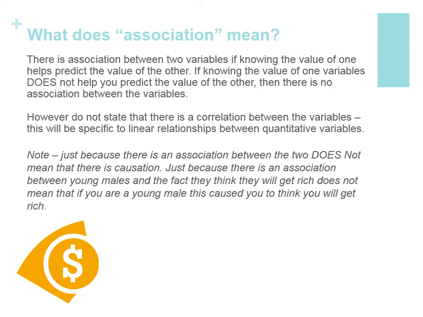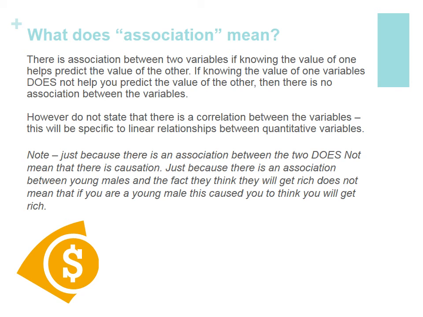However, this is really important. Please do not state that there is a correlation between the two variables. This is going to be specific to linear relationships between quantitative variables. So all association means is that if you see one variable, it can help you predict the other variable. Association does not mean causation. Okay, so just because there's an association does not mean that there's causation.